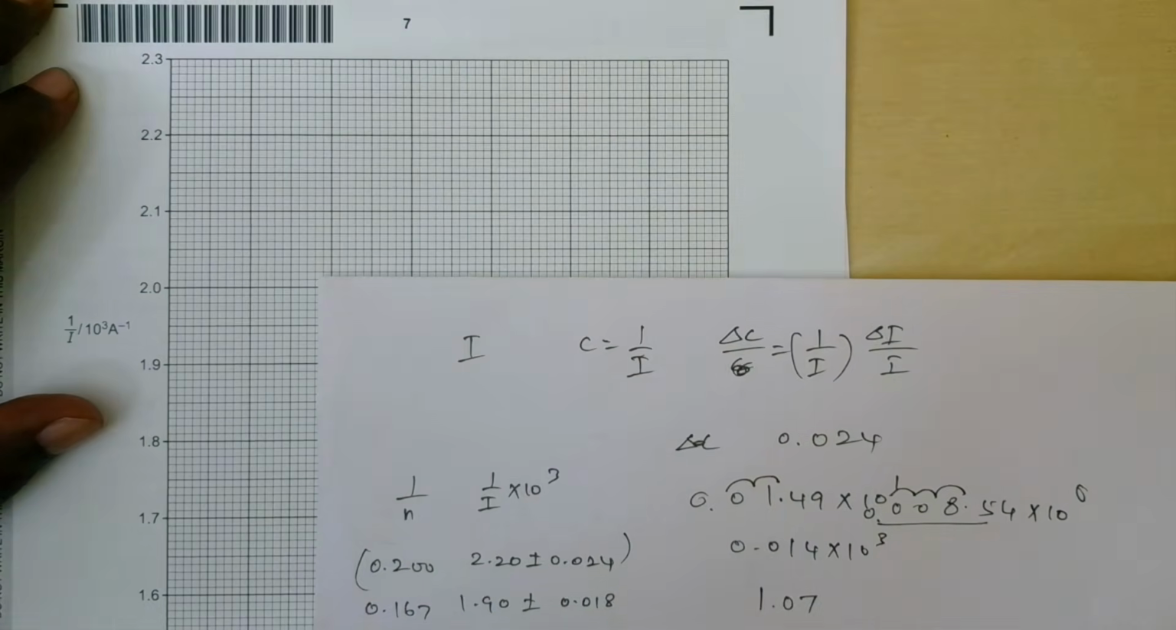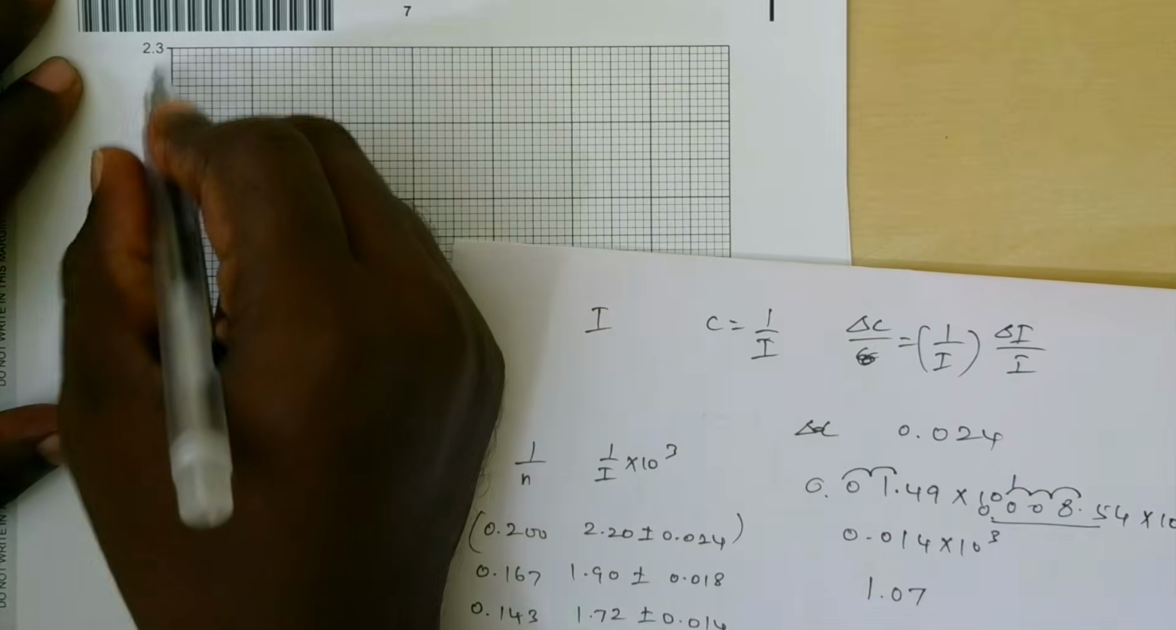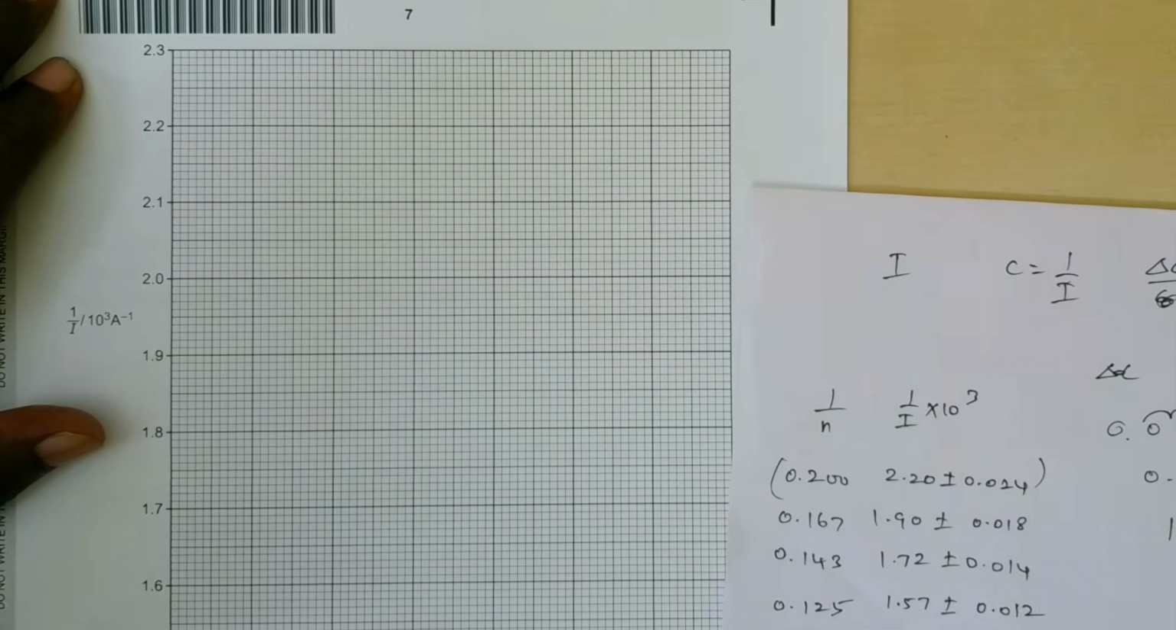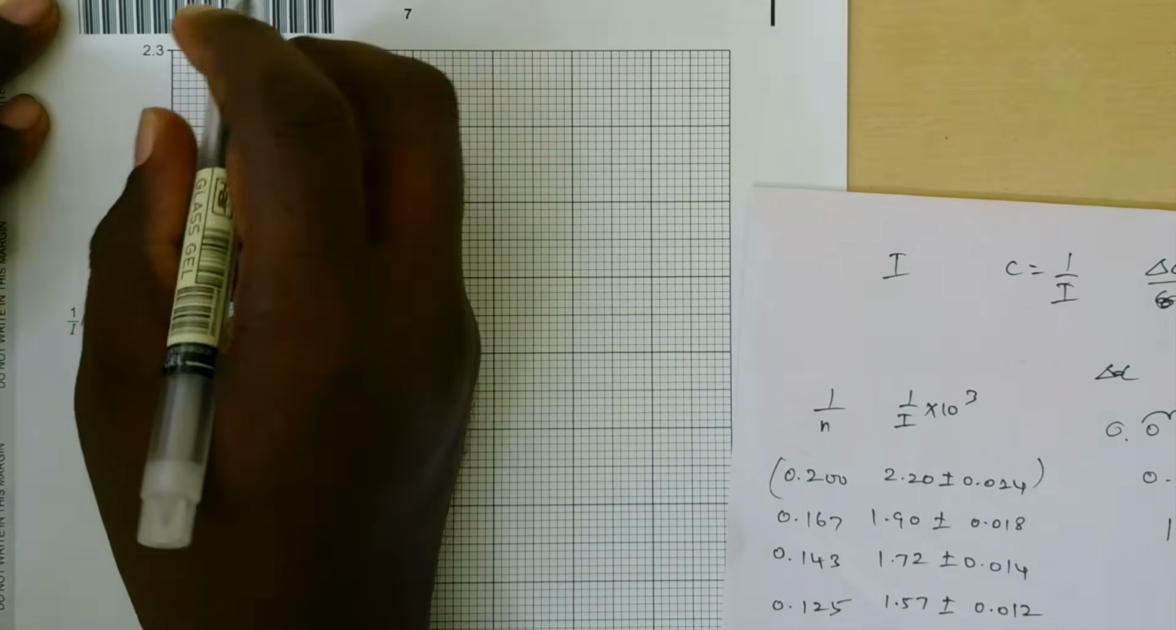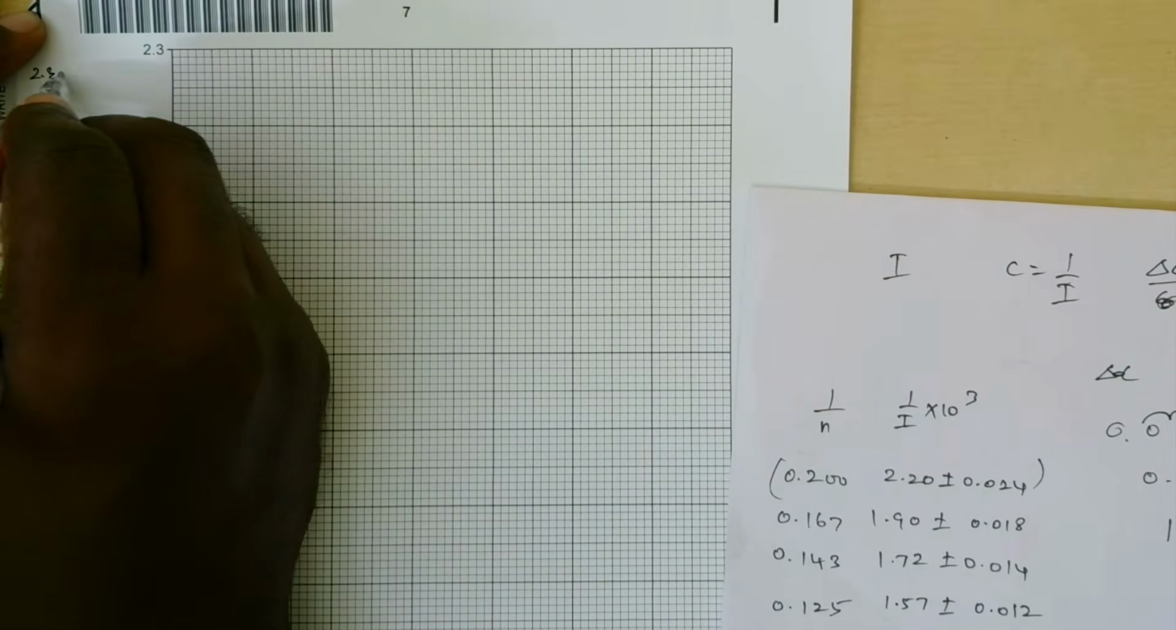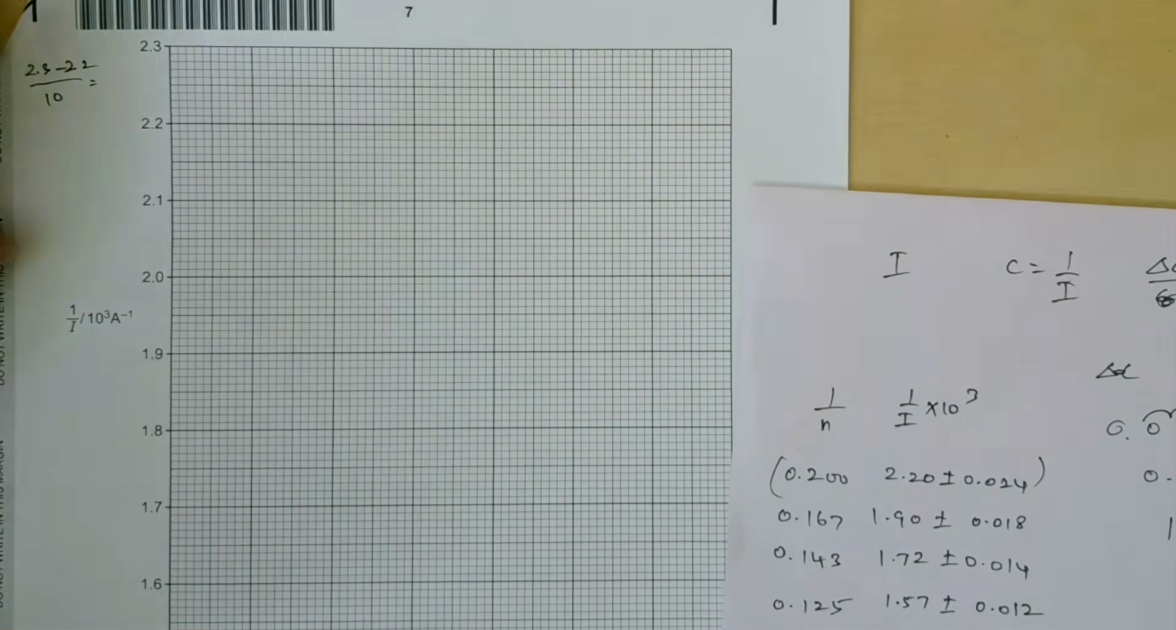Okay, first let's mark the values. How to mark a value? Two things are important. First, you have to figure out what each line is on the y-axis and x-axis. On the y-axis, it is obvious that it's 2.3 and 2.2, so it will be 2.3 minus 2.2 divided by 10. What will you get?